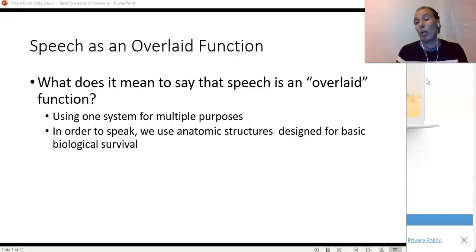The biological functions of survival, and breathing in and out and so on, are essential and primary functions of the respiratory system. Make sure you say respiratory system. So the secondary function of the respiratory system is speaking.